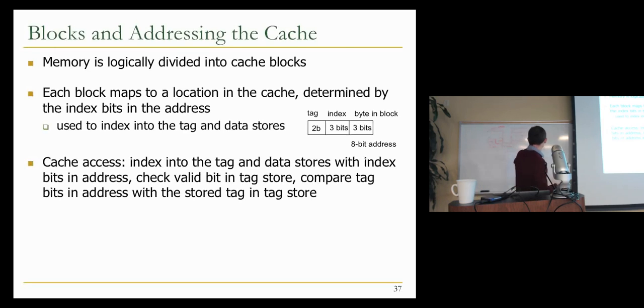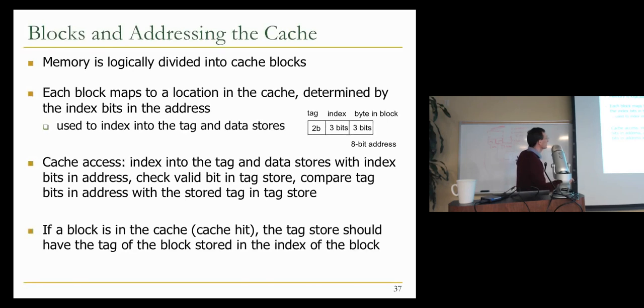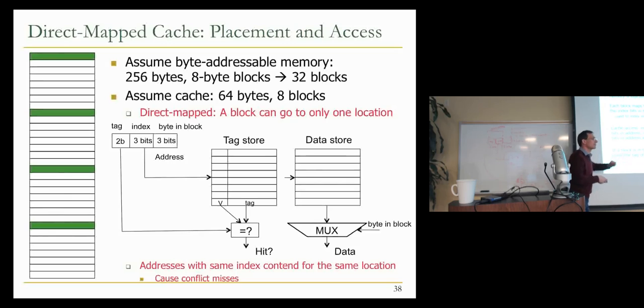Check the valid bit in the tag store for that location. Compare the tag bits in the address with the stored tag in the tag store. This gives you a hit or miss. If the block is in the cache, the tag store should have the tag of the block stored in the index of the block.